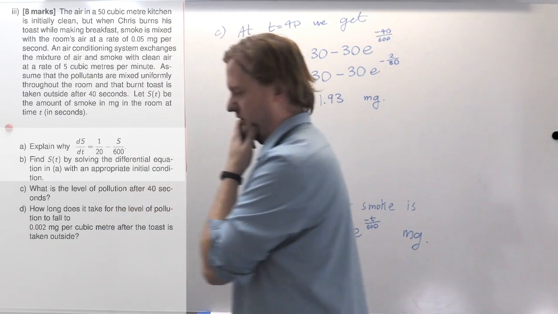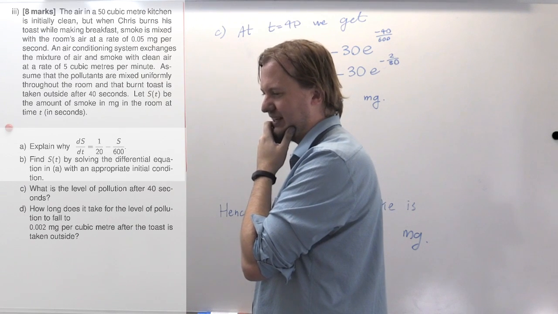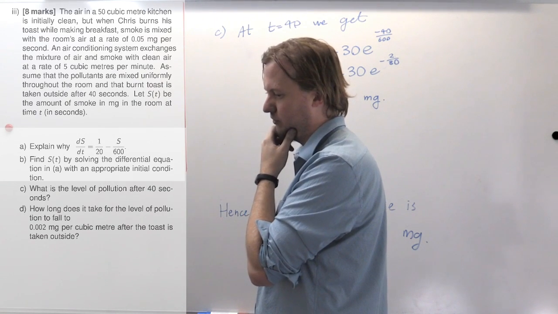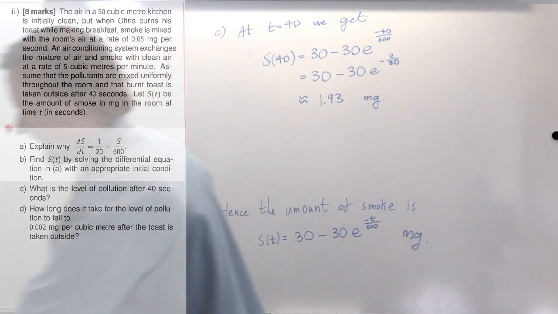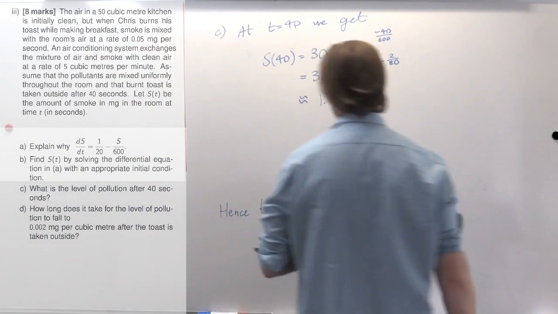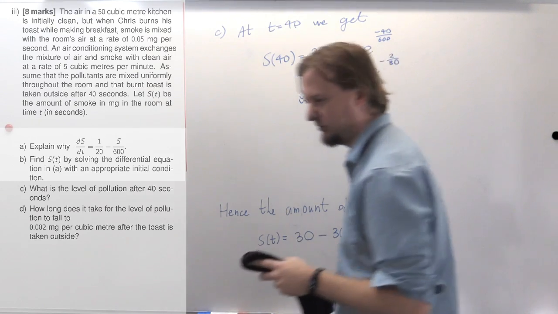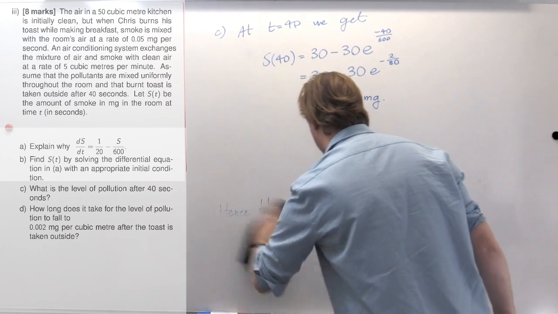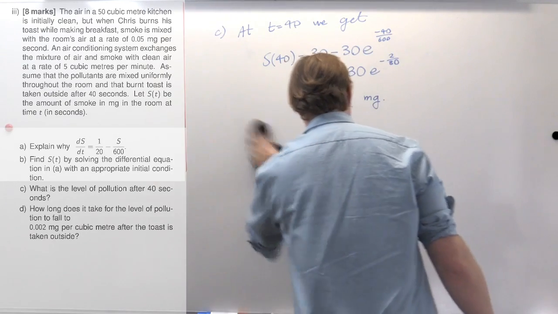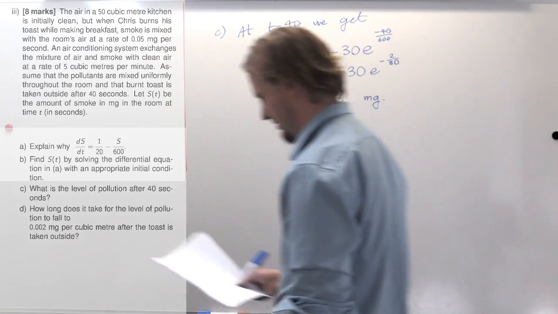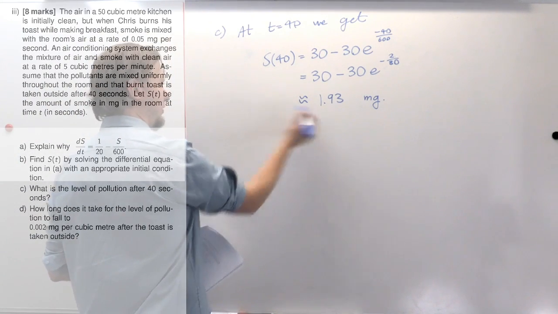Now, this next part of the question, part D, is tricky. It says, how long does it take the level of pollution to fall to 0.002 milligrams per cubic meter after the toast is taken outside? Now this is tricky because this isn't the same system. You have to really look at what happens to the equation here. So I'm going to leave this number up for now.